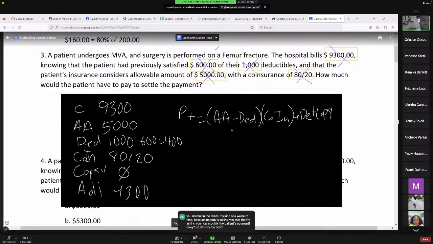So now we take the numbers and we put them down. So we have allowed amount $5,000. Deductible, we already calculated that is 400. So minus 400. And the co-insurance, because this is the patient, is going to be 20%. And that same deductible of $400. And nothing else for copayment.